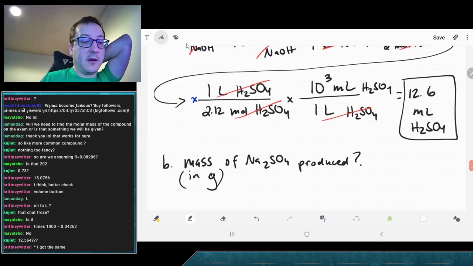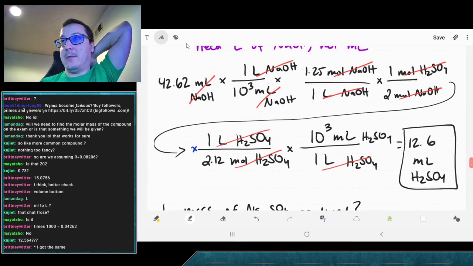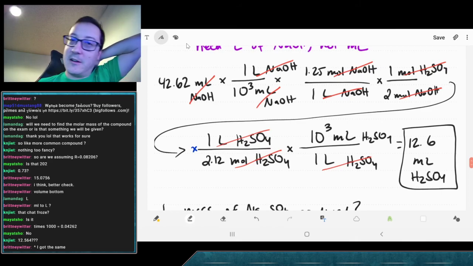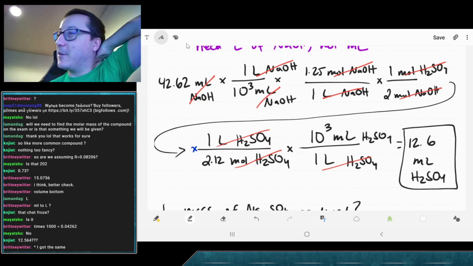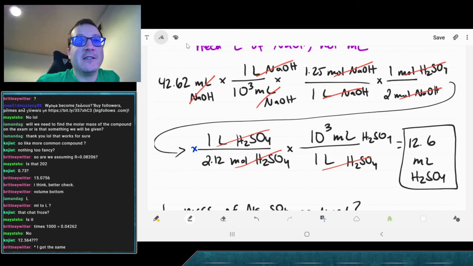You're going to do exactly the same stuff on top, except instead of using your molarity of B, you're going to use molar mass instead. And that's it. That's the only difference. So you can find out so much information using this stuff. Whew, exciting.